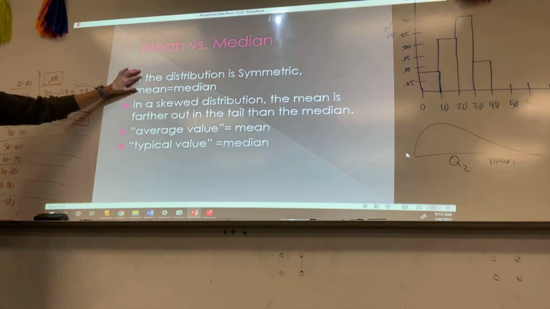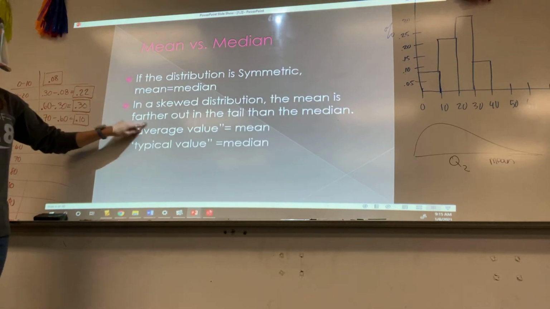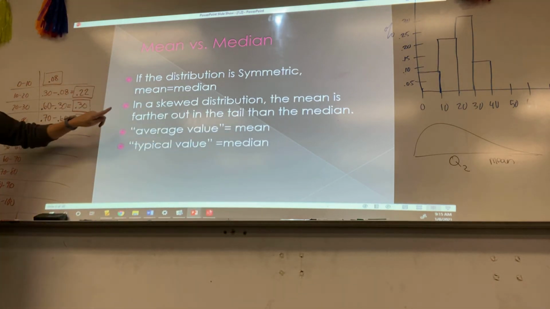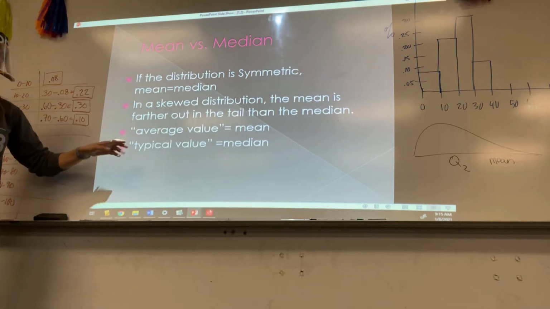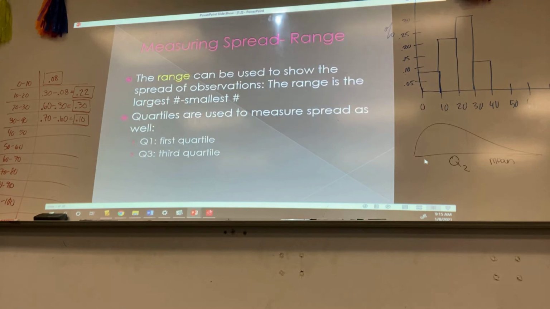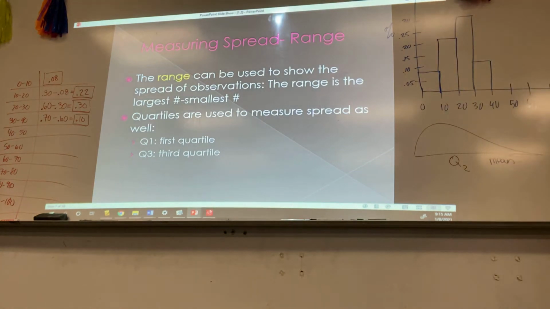All right, if it's symmetric, they're equal. If it is skewed, we know the mean is further in the tail. Are we good? All right, if I say average, we know we're talking about a mean. Typical value usually means median, which you probably won't see a whole lot. All right, the range can absolutely be used. The range is your highest number minus your lowest number.